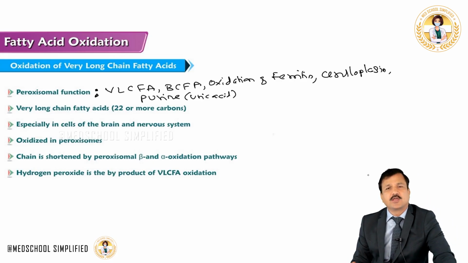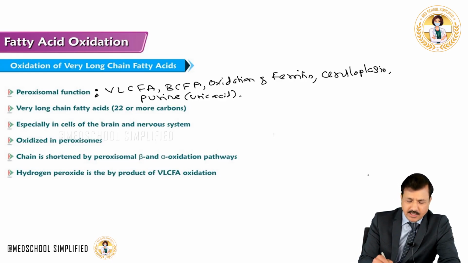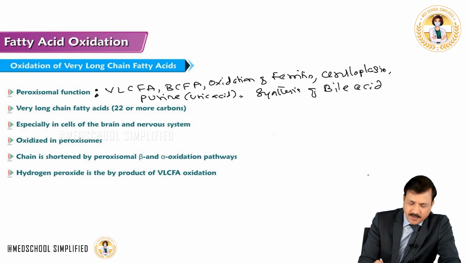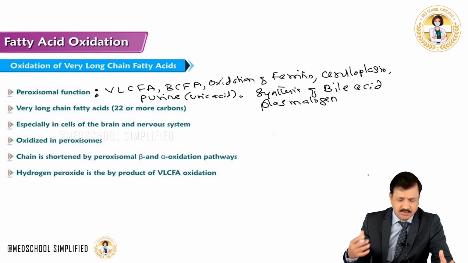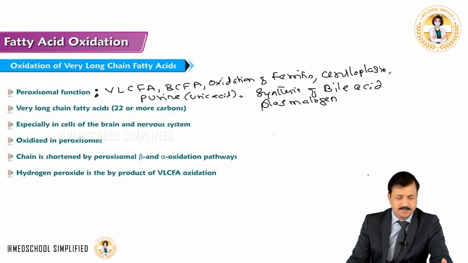Purine oxidation is going on in the peroxisomes. Not only that, peroxisomes are also involved in synthesis of bile acids. Bile acid synthesis is going on in the peroxisome, and so is the synthesis of plasmalogens. So these are just to name a few. These are some of the functions of peroxisomes.